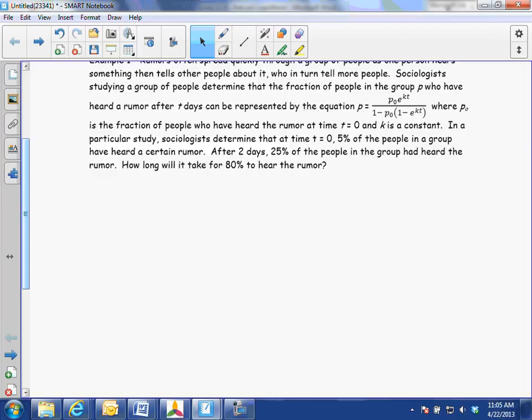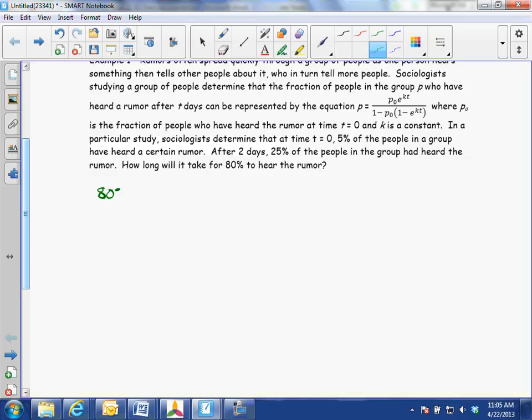However, we do know at time 0 that 5% of the people have heard the rumor. So 5% would be our P sub 0. What's the P? P is the number who have heard the rumor after T amount of days. This is what we're ultimately looking for. We're going to figure out, that would be our 80% at time T. Because if we were going to plug in what we know so far, 80% of the people to hear the rumor, that would be our P.